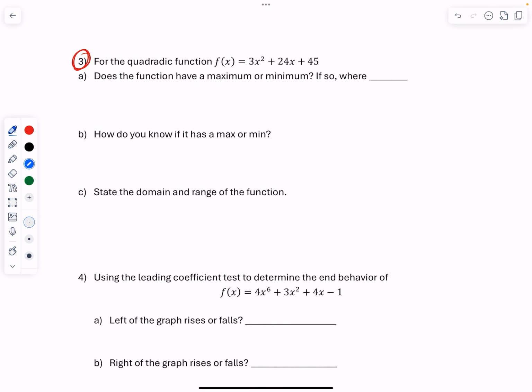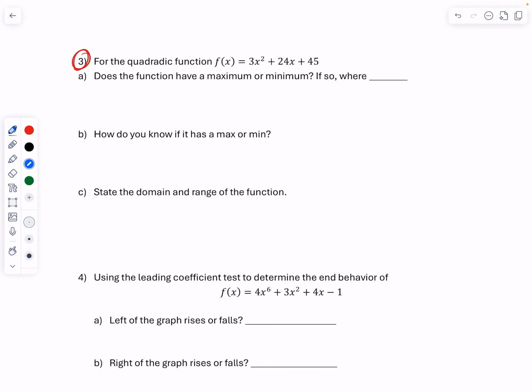Okay, for number 3, this is a paper review for MAC 1105, test number 3. For number 3, it says, for the quadratic function f of x equals 3x squared plus 24x plus 45, part A, does the function have a maximum or minimum? If so, where? How do you know if it has a max or min? State the domain and range of the function, and then it goes on to number 4.